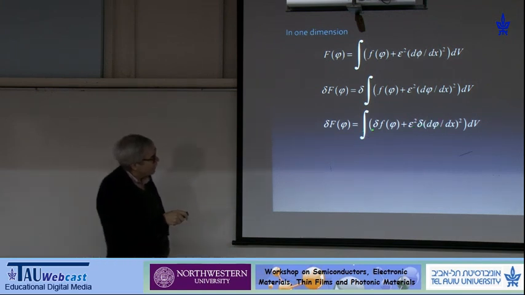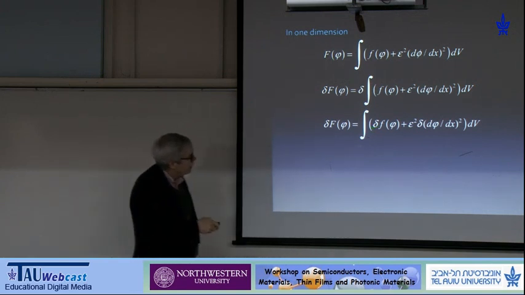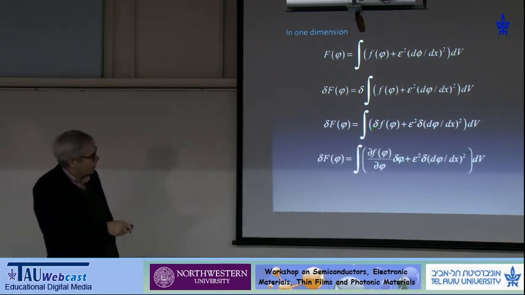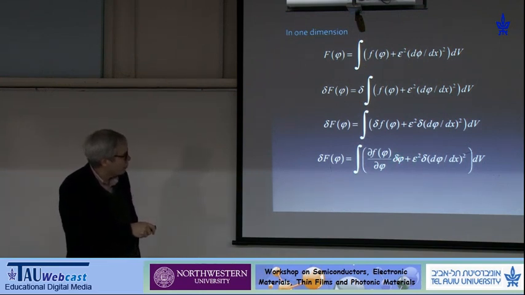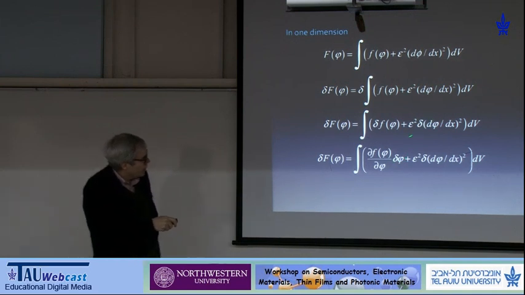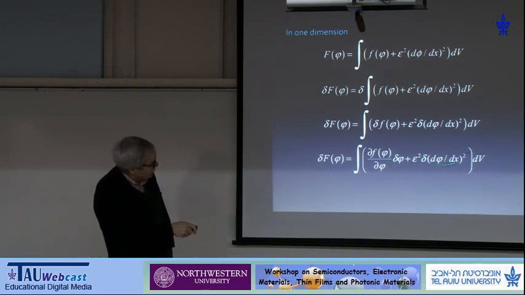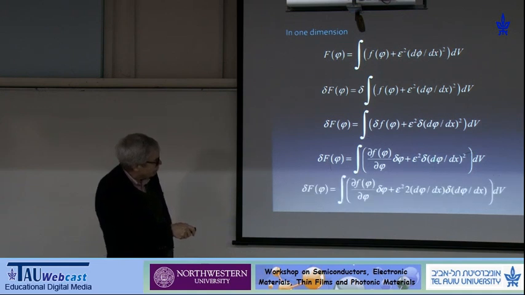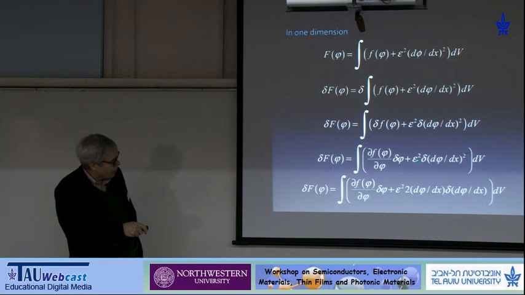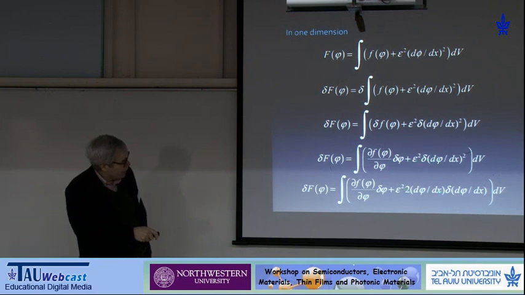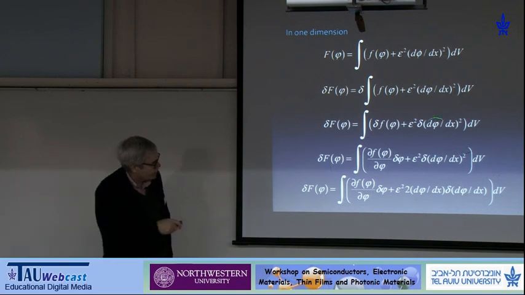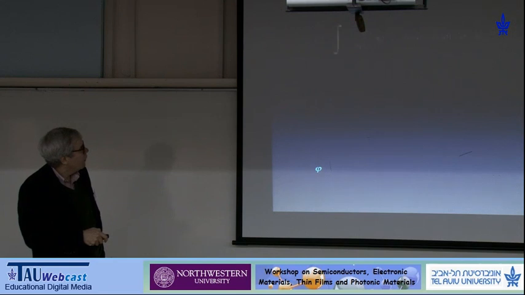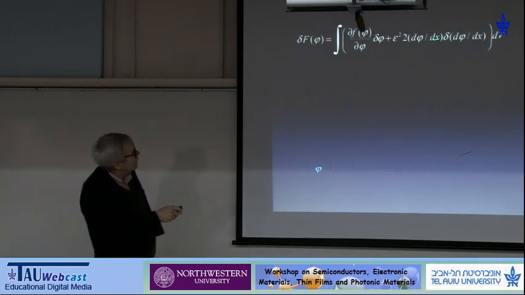And so the functional derivative, the variational derivative of f, is just the partial of f with respect to phi times the variation of phi. It operates kind of like a differential operator in this approach, which is why mathematicians don't like it. And then you have to do something with this derivative term over here. Again, it operates like a differential operator, so you get 2 dphi/dx times the variation of dphi/dx, like that. And so that's what we had before. So you have to figure out what to do with this.